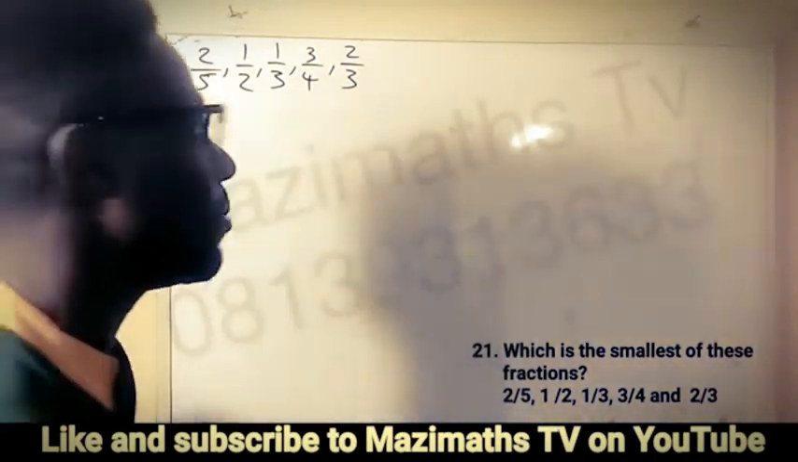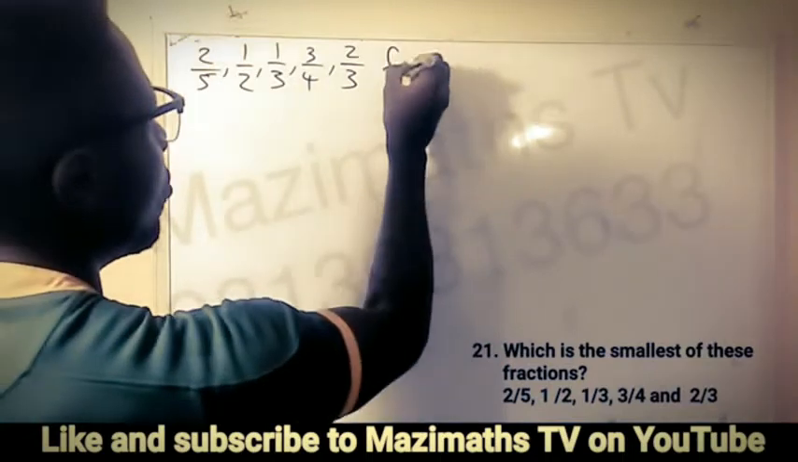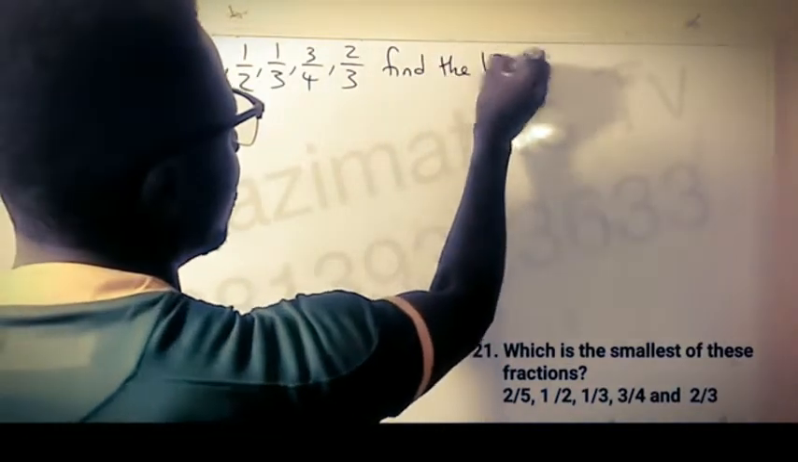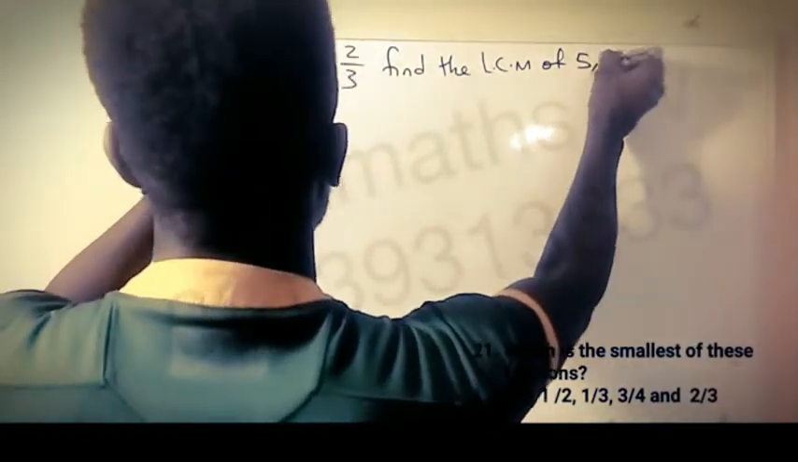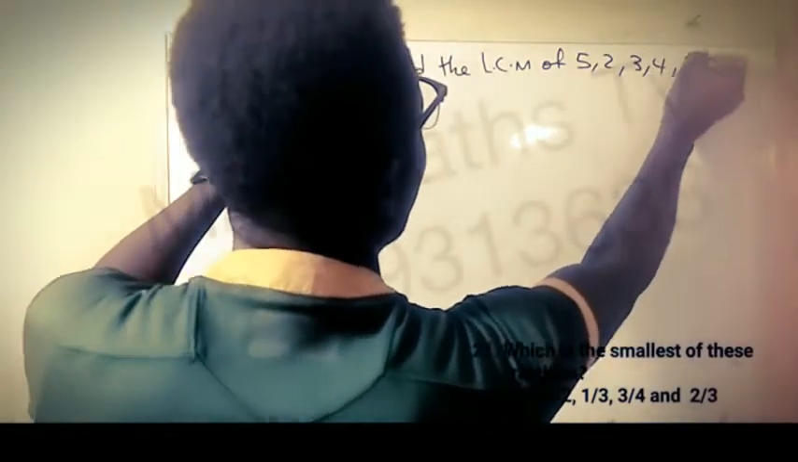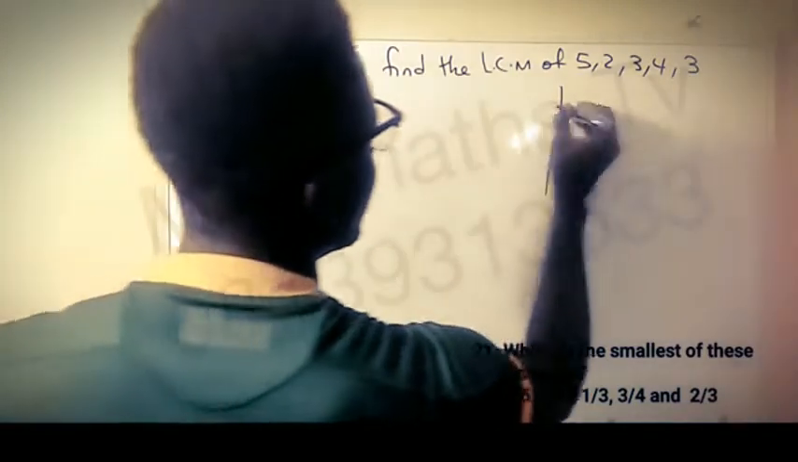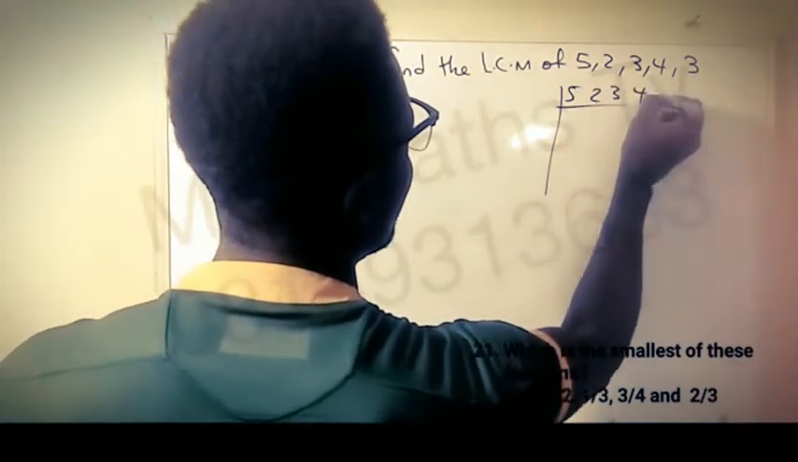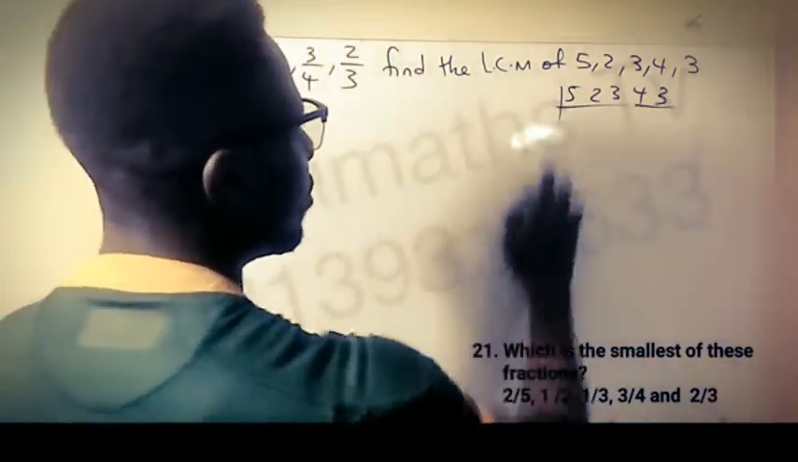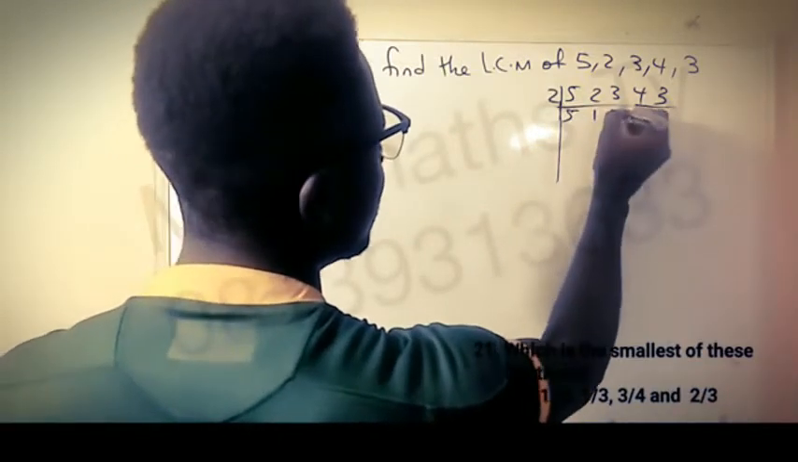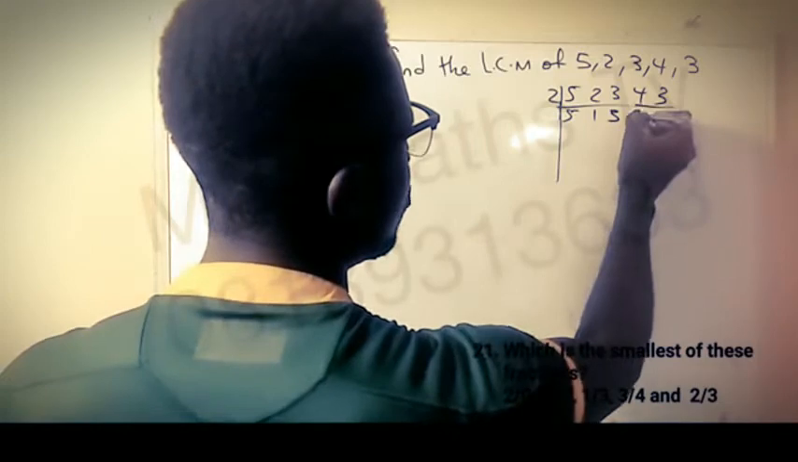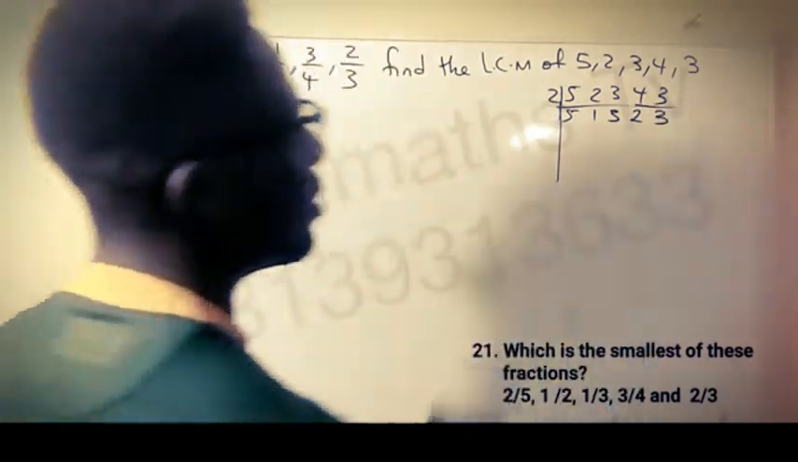You look for their LCM first. That's the first thing you are going to do. So find the LCM of the denominators, which are 5, 2, 3, 4, and 3. So quickly look for the LCM. 5, 2, 3, 4, 3. So we are using 2 to divide first. 2 cannot divide 5. 2 in 2, that's 1. 2 cannot divide this. 2 in 4, that is 2. 2 cannot divide this, so you still put 3 there.